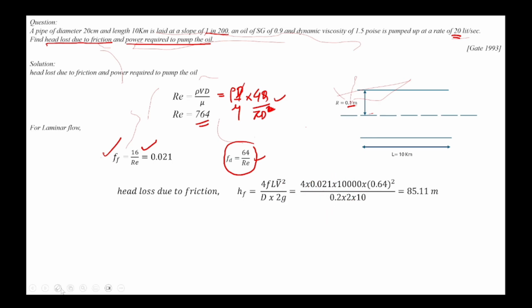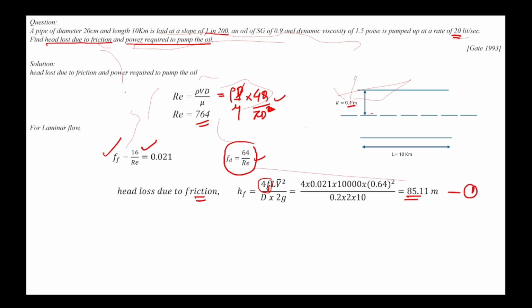Head loss due to friction is given by this, 4FF, where FF is the fanning friction factor. If you want to calculate with Darcy's friction factor, then you will replace 4FF with only FD. So putting all the values, we will get head loss due to friction. This is our first answer.